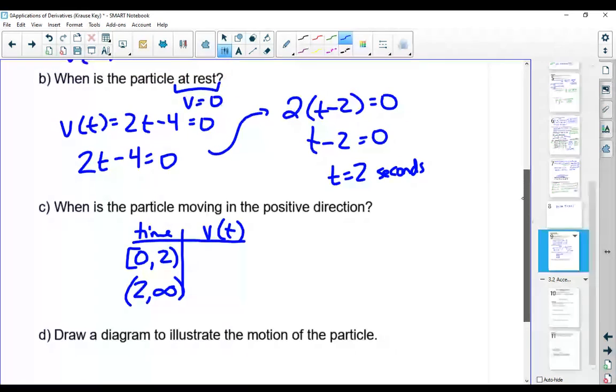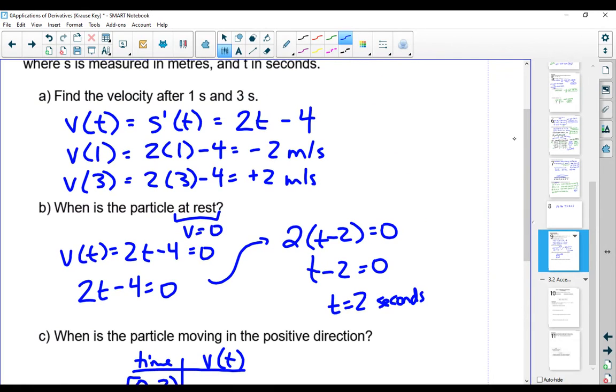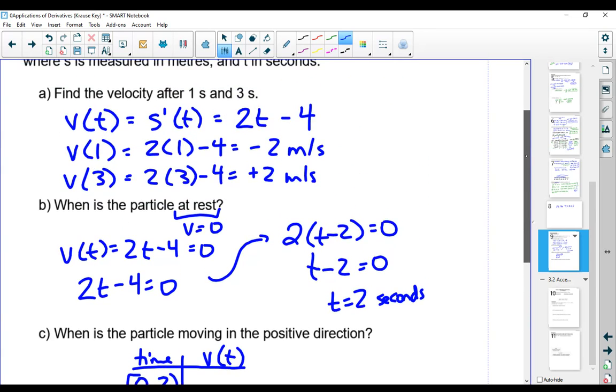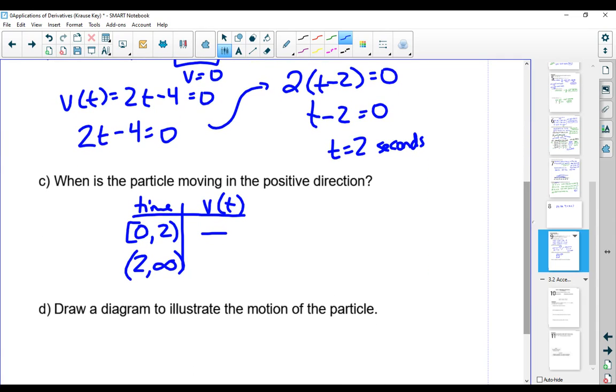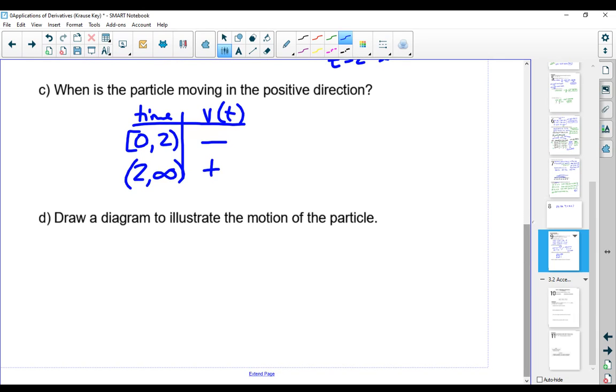From time 0 to 2, a number that would fit in there is 1 second. At that point, our velocity was negative. And from 2 to infinity, a number that would fit in there is 3, and that was a positive velocity. So our velocity is negative from 0 to 2, and it's positive from 2 to infinity. From there, we need to actually draw out the motion of our particle. But before we can do that, we have to figure out the position of the particle at time equals 0. So that goes back to our original formula.